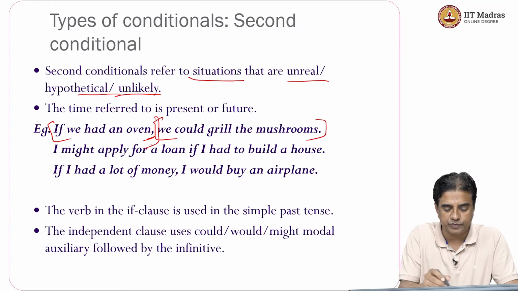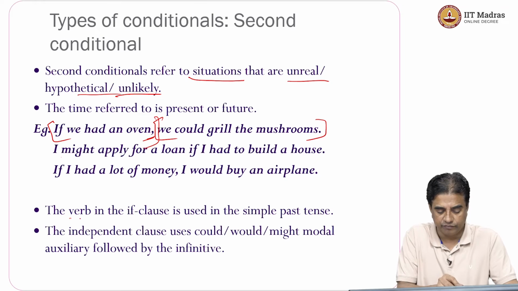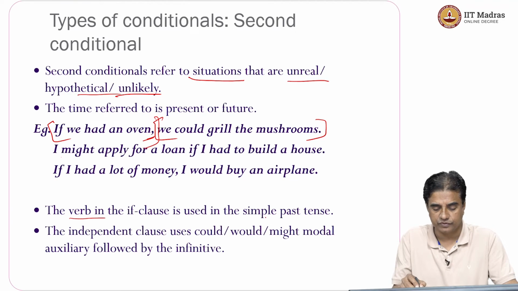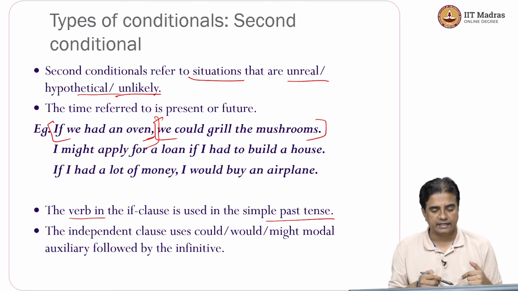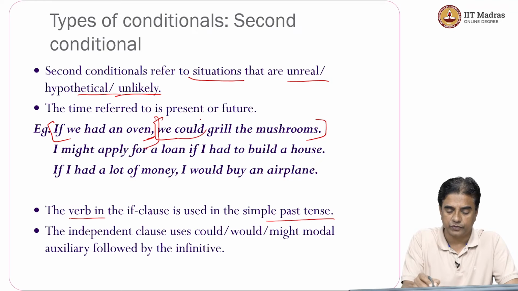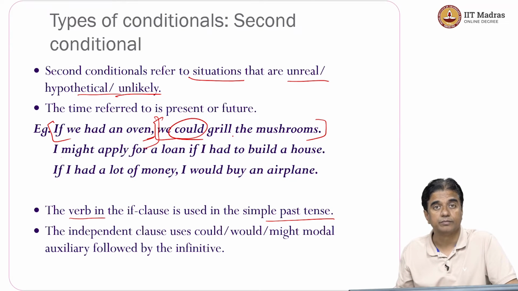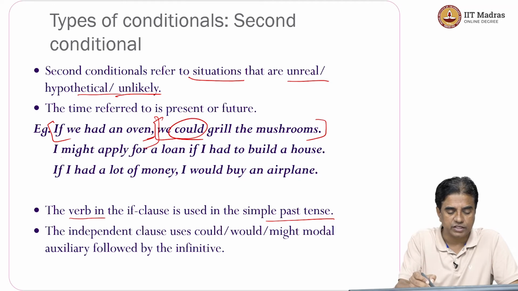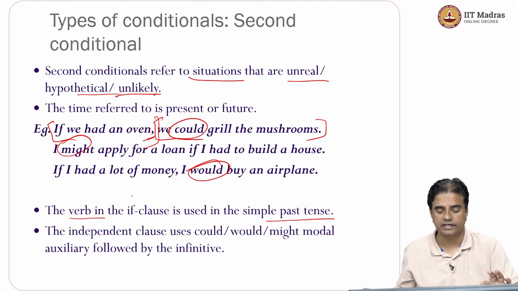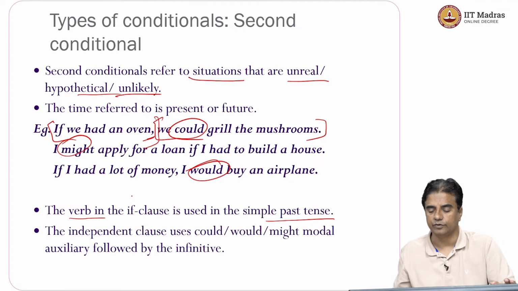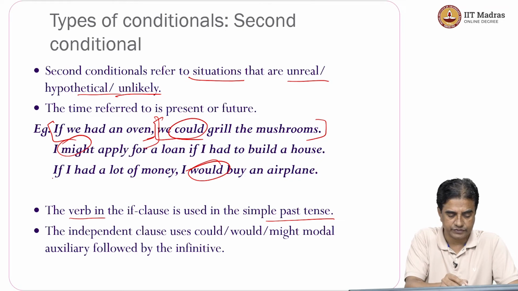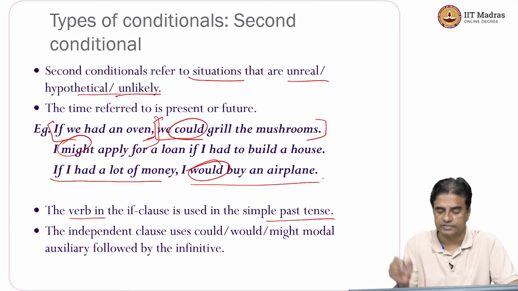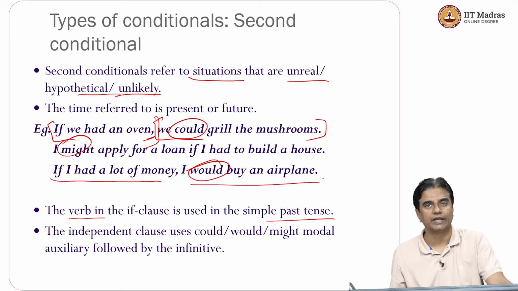hypothetical or unlikely situations, in the verb of the if clause, we use simple past, we use past tense, and in the main clause we are using modal verbs, that is modal auxiliaries. You would always see could here, might here, and would here. If I had lot of money, I would buy an airplane. So, conditional sentence, main clause. Hope this gives you an idea of understanding second conditional.